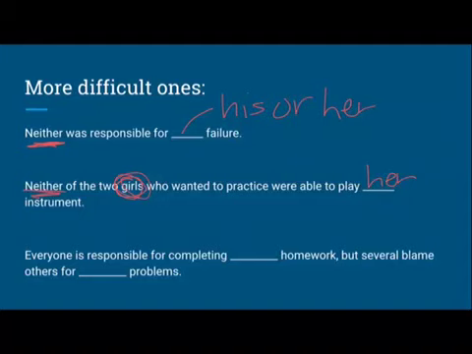In this example, "everyone" is singular, so "his or her" goes in the blank. For the second independent clause in the sentence, "several" is plural, so "their" goes in the blank.